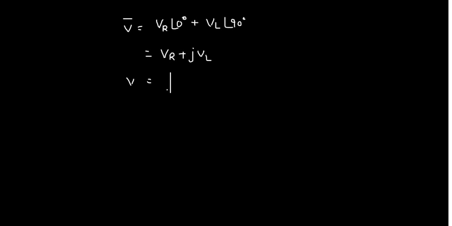Now the resultant V, I can write it in real and imaginary terms. If I want the magnitude, I'll take it as the square root of VR square plus VL square, and the angle between them is tan inverse of imaginary by real, that is VL by VR. So this is the magnitude and this is the angle between them.